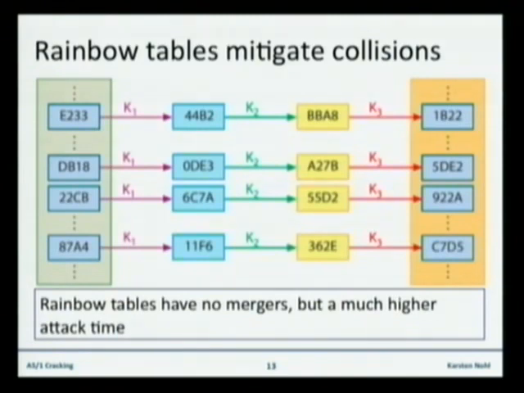Now, if in two places of the table the same values appear, they won't lead to a merger and all that redundancy, but rather, since the next link is most likely a different function, will diverge again. So that's the rainbows. Unless you're hitting the same color at the same time with the same value, you won't have a merger, right? Much fewer collisions. You can have much larger tables.